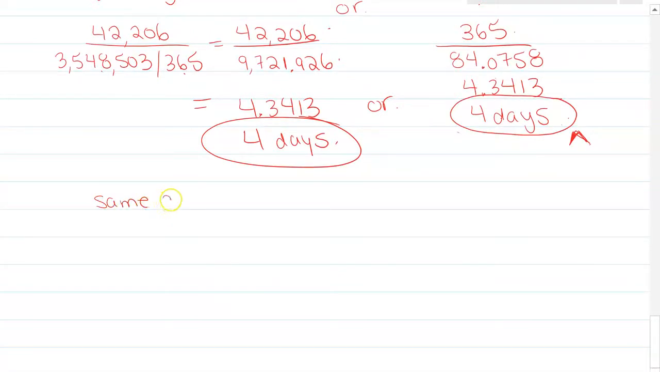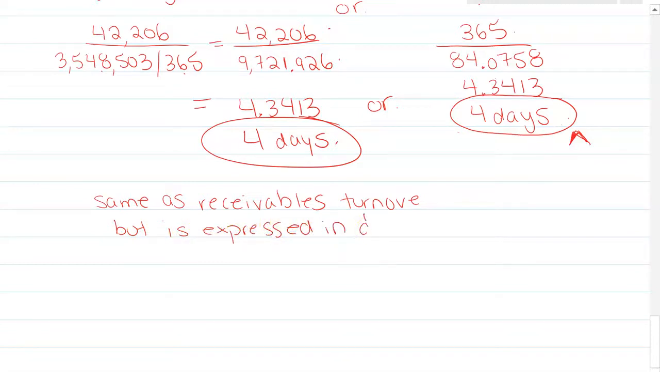So again, what I'm going to tell you is this is basically the same as the receivable turnover, but instead it's expressed in days. So it only takes them 4 days to convert their receivables to cash. And I think this is easier than the turnover one. And again, we want this to be higher. So higher the better.